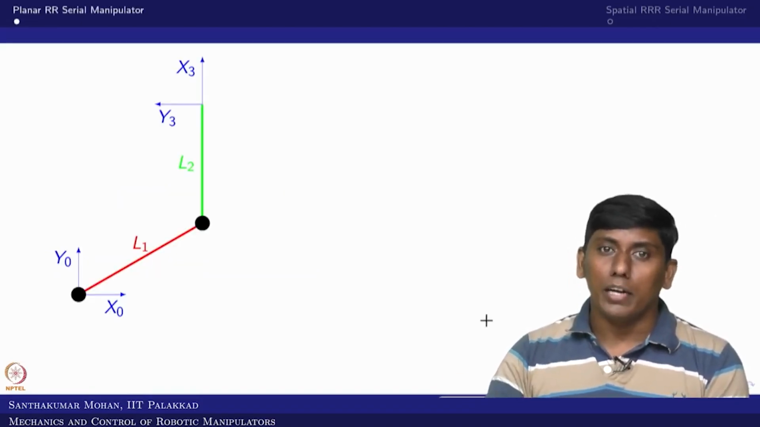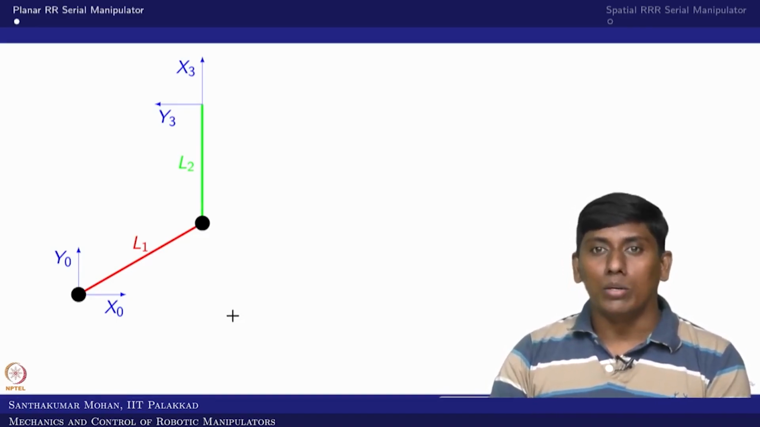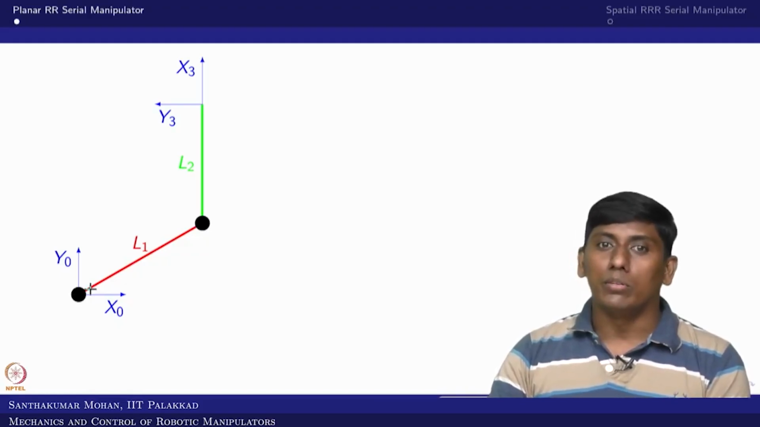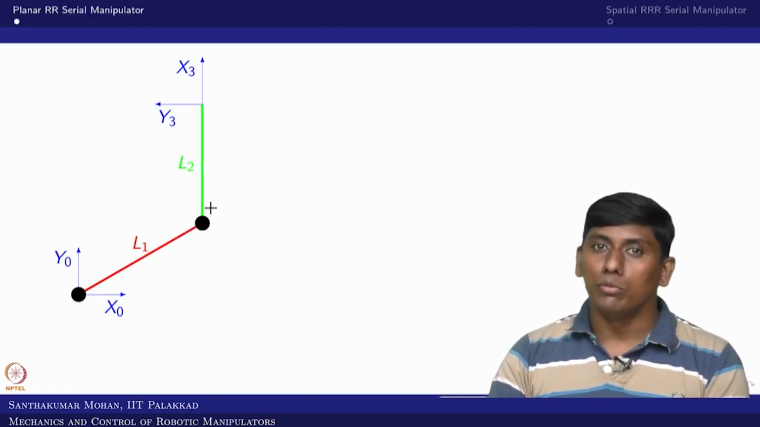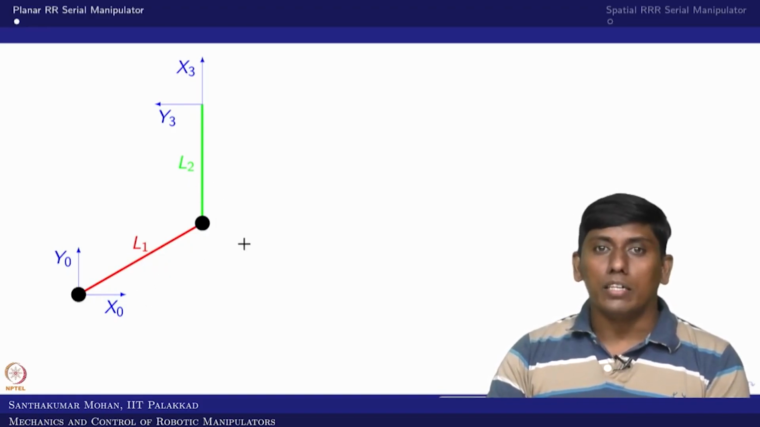For the first case we are taking a 2R serial manipulator. I hope you remember the DH parameters. Let me recall: alpha 0 is 0 and A0 is again 0. Alpha 1 is also 0, and A1 is equal to L1. Similarly alpha 2 is 0, and A2 is L2. On the other side, this is theta 1 and this is theta 2. So that is what we get.